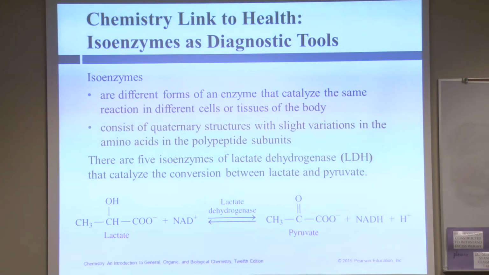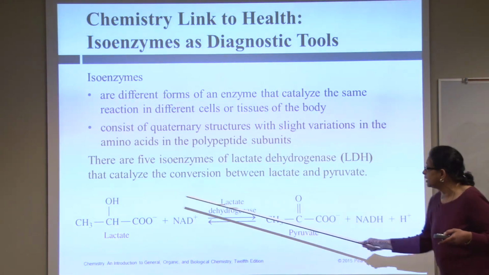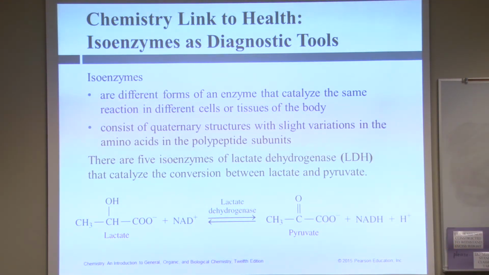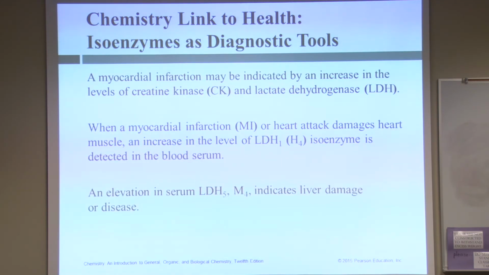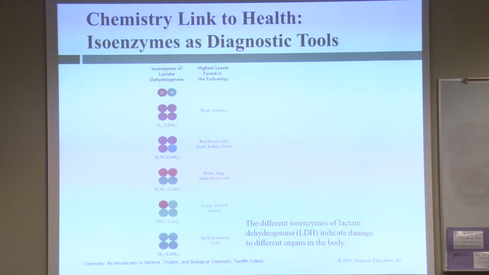So we will discuss 5 isoenzymes of lactate dehydrogenase. So taking out a hydrogen, that's what's happening. Here, lactate has a hydrogen, pyruvate has no hydrogen. So this enzyme, lactate dehydrogenase, takes out a hydrogen. It's a conversion between lactate and pyruvate. So there are 5 enzymes of LDH that catalyze the conversion between lactate and pyruvate. So this is what we will look at.